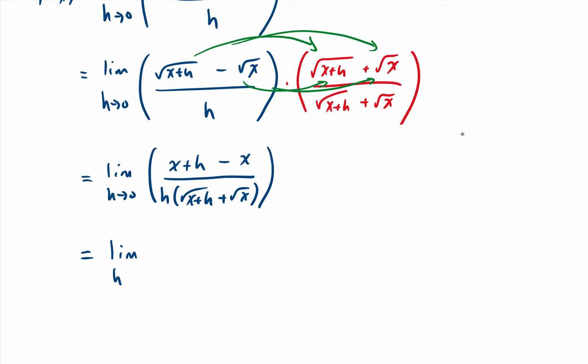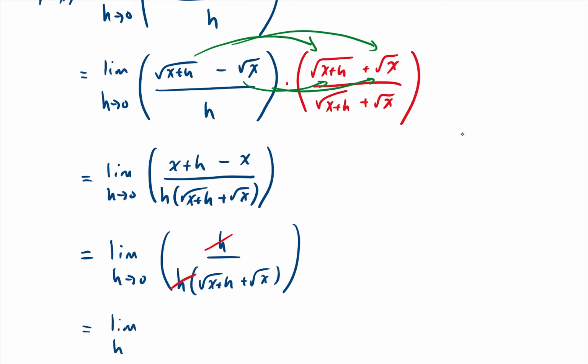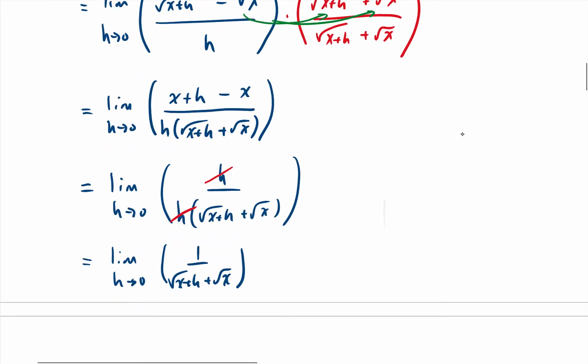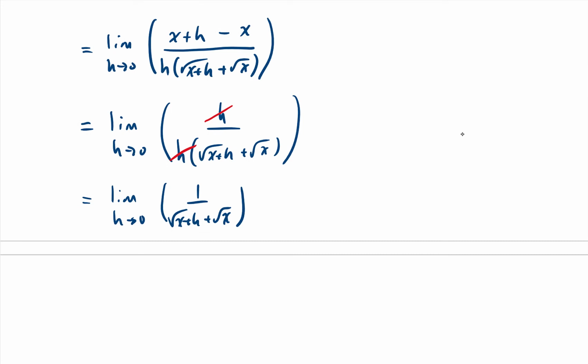So we have the limit as h approaches 0 of h over h times root x plus h plus root x. We can cancel out our h's. And we're left with the limit as h approaches 0 of 1 over root x plus h plus root x. Now we can sub in h equals 0 and determine the derivative for this function. So I have 1 over root x times root x, so that's 1 over 2 root x. And that is the derivative for the root of x.